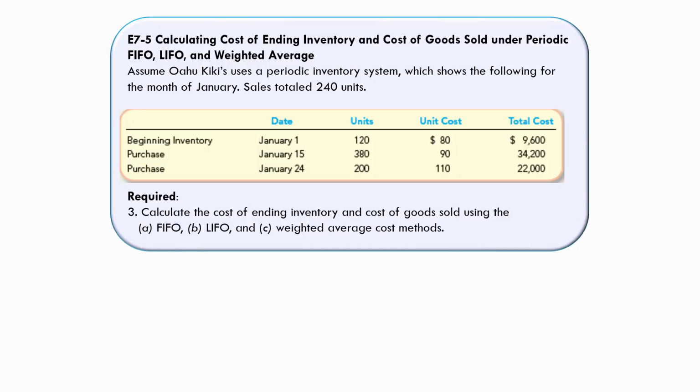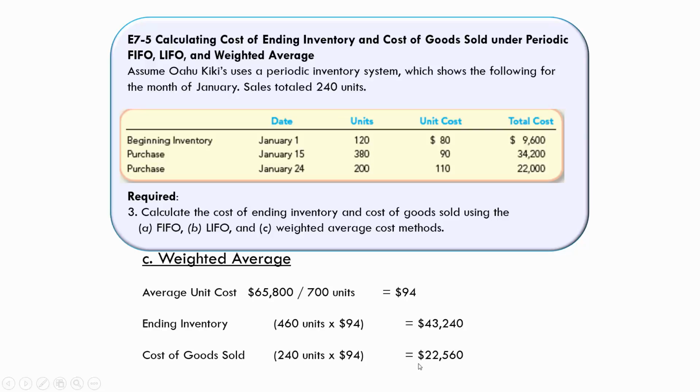Under weighted average, all you're going to do is calculate the average value per cost, or average cost per unit, and if sales is 240 units, it's 240 times 94 to get you the cost of goods sold, and the ending inventory will be the remainder.